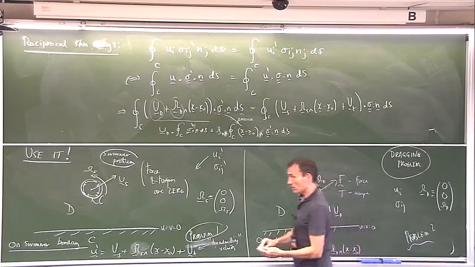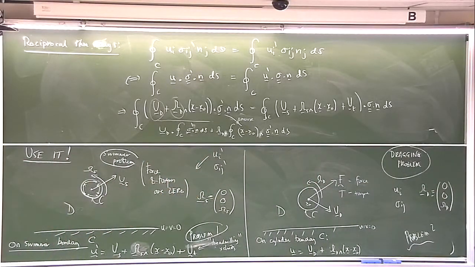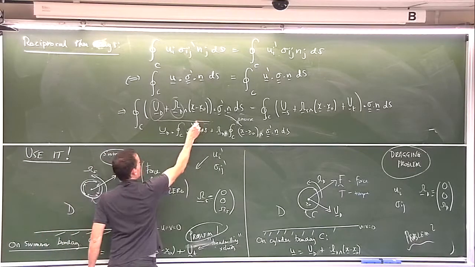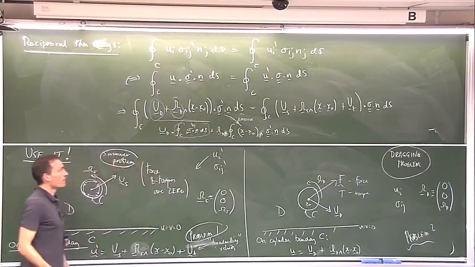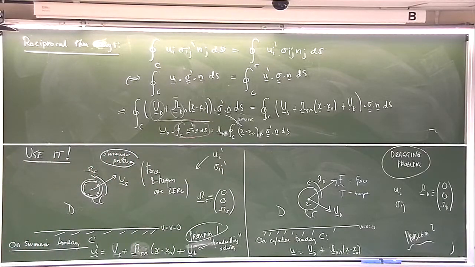Now what's this thing? Everybody pay close attention, because this is the beautiful part, we're nearly finished. What's the thing in red? The net force. Remember, sigma is the stress tensor, so if you dot it with n and integrate around the boundary, it's the net force on the boundary in the primed problem. Which is which problem? The swimmer problem, where we've insisted that the net force is 0.